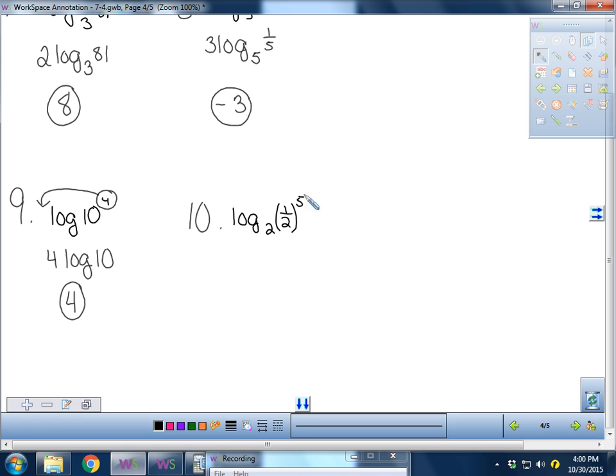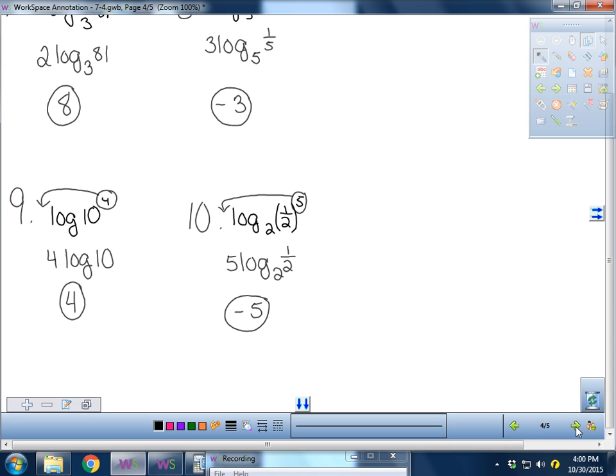And last but not least, number 10, power of 5. We're going to move that to the front. So that gives us 5 log base 2 of 1/2. I'm going to plug that in exactly like it looks, and that's going to give me -5. Okay? So not bad, but one of the important rules to remember.